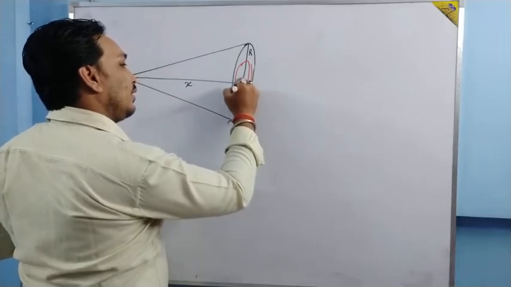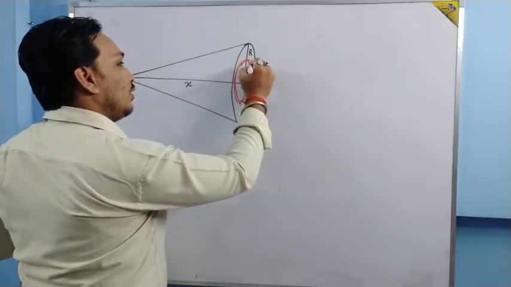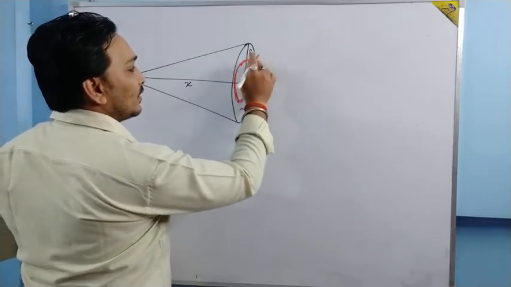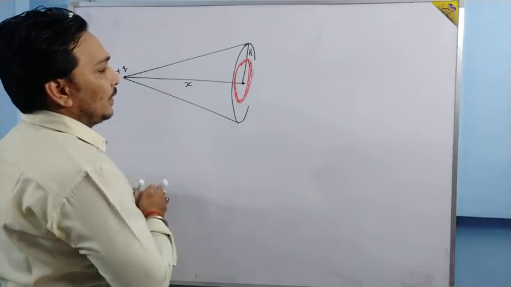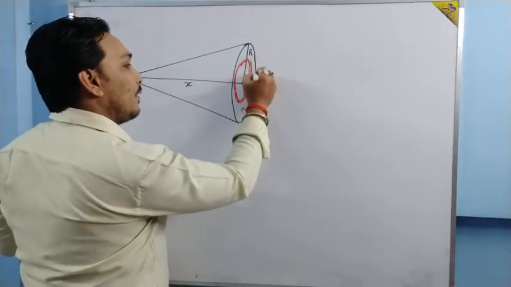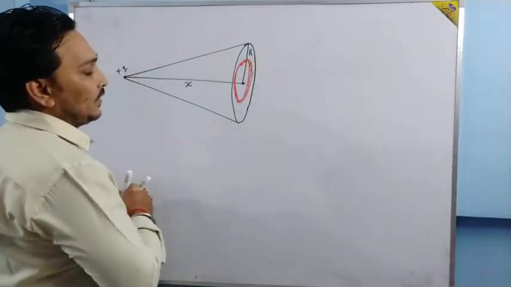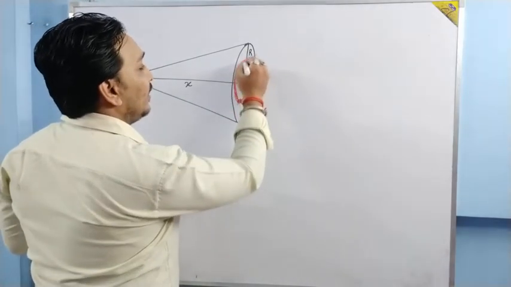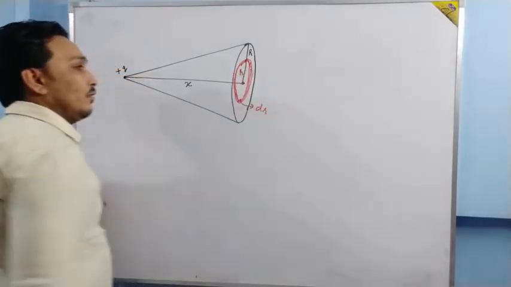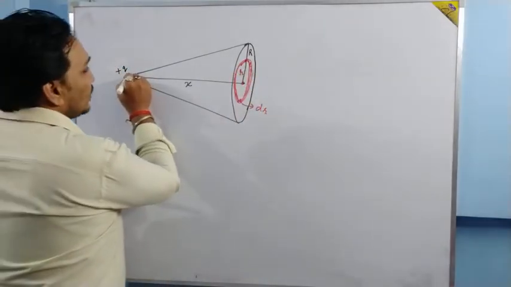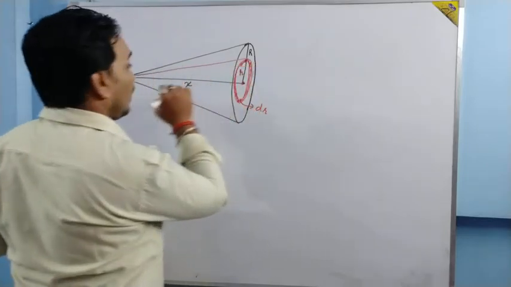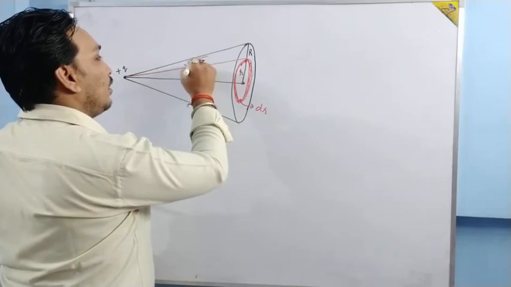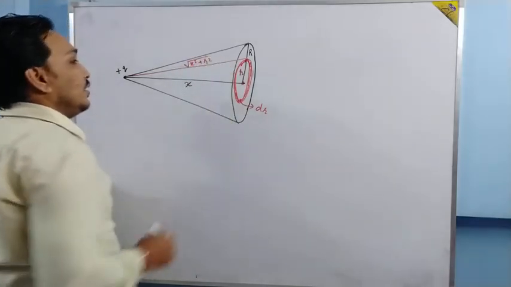Say this elementary ring is of thickness dr. Okay, let me make the diagram first of all. This elementary ring is of thickness dr and its radius is small r. So what is the distance of this ring from the charge? This distance will be under root x square plus r square.